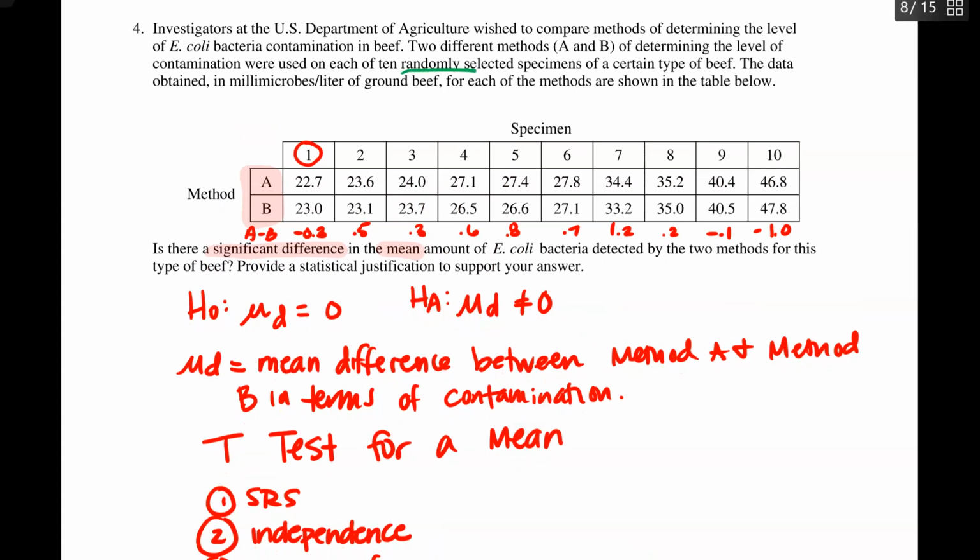We see randomly selected specimens, so we'll just write that down in some quotations. Randomly selected. We don't have this beauty on the AP this year, but since it says randomly selected, so stated, we get a check mark. Independents, if they're randomly selected, we should be good. N is less than 10% of the population.